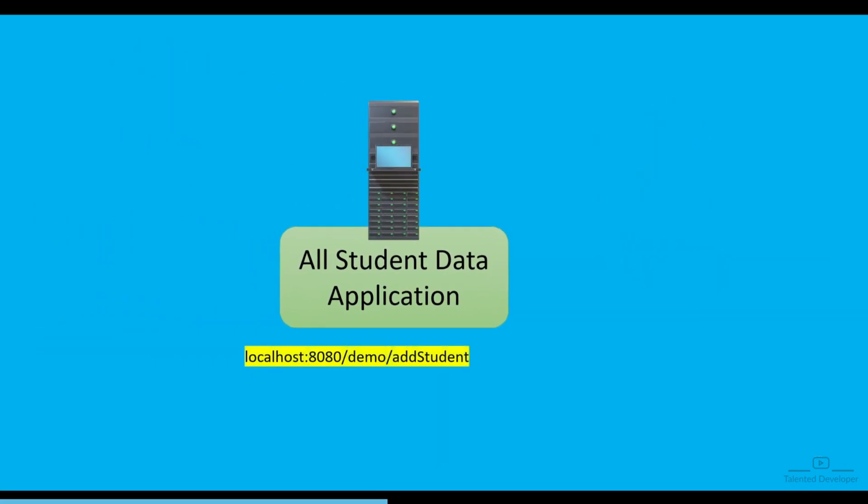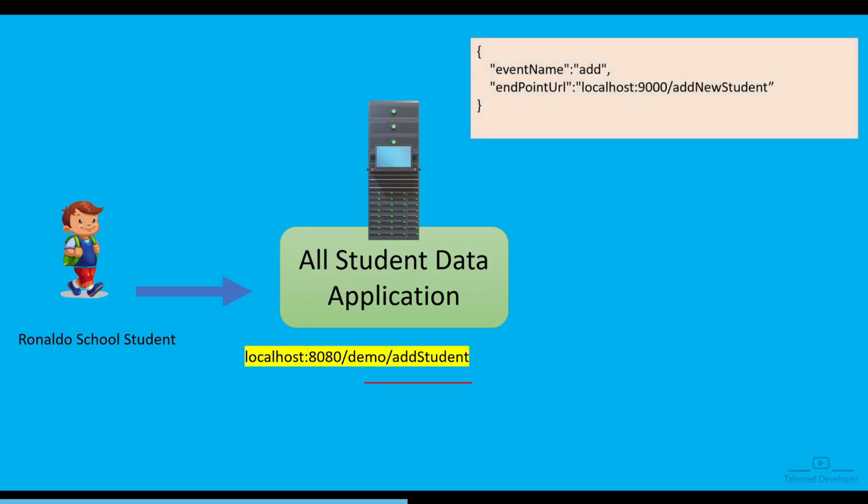So now how will the flow be? A Ronaldo school student will try to sign up. They will call the add student API in the all student data application. Once the request comes to the all student data application, they will check whether Ronaldo school has any webhook event or not. If they find that they already have one event named add, now what will happen?